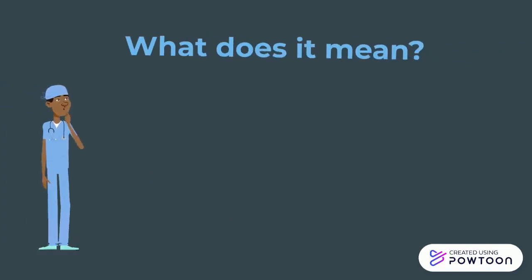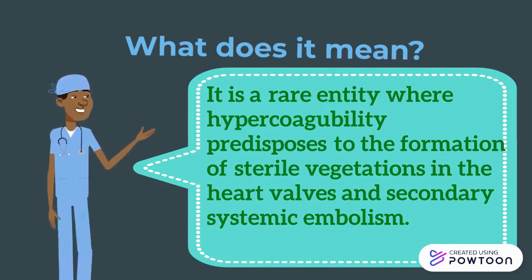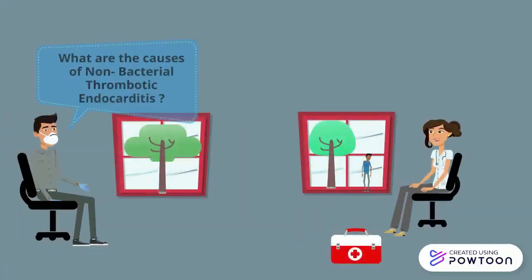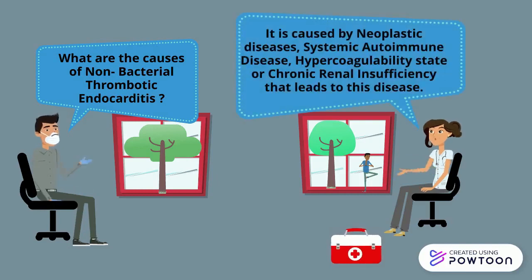What does it mean? It is a rare entity where hypercoagulability predisposes to the formation of sterile vegetations on the heart valves and secondary systemic embolism. What are the causes of non-bacterial thrombotic endocarditis? It is caused by neoplastic diseases, systemic autoimmune disease, hypercoagulable state, or chronic renal insufficiency.